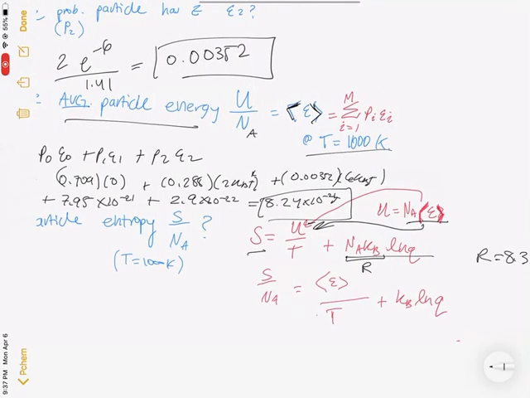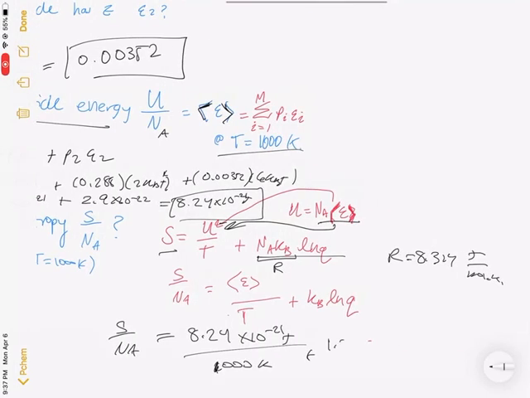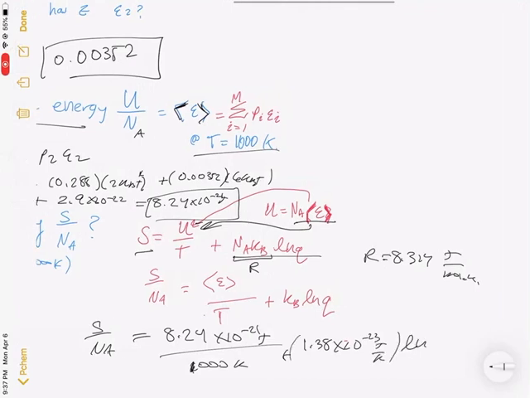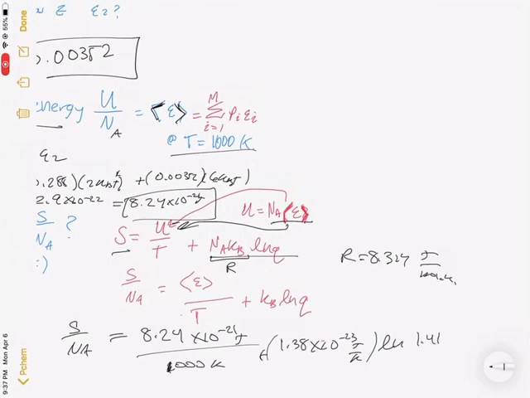To calculate S over N_A, to find the particle entropy, you take the average energy, which we already calculated to be 8.24 times 10 to the negative 21 joules, over the temperature, which is 1,000 Kelvin, plus kB, the Boltzmann constant, 1.38 times 10 to the negative 23 joules per Kelvin, times the natural log of Q, the partition function, which is 1.41. You should end up with the particle entropy being 1.30 times 10 to the negative 23 joules per Kelvin. So make sure the units are joules per Kelvin.